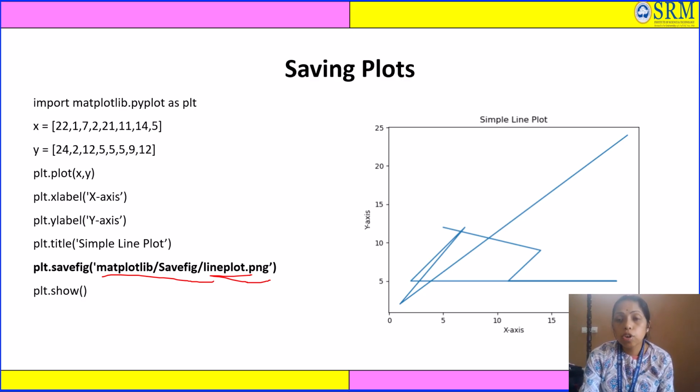If you use Google Colab, there is a local drive. You can give the local drive folder from here. From the local drive, you can copy the path and paste it here under the savefig function, and the plot name you can give, dot, however you want to save it, png file or jpeg. Then in this way you can save the plot, and plt.show.